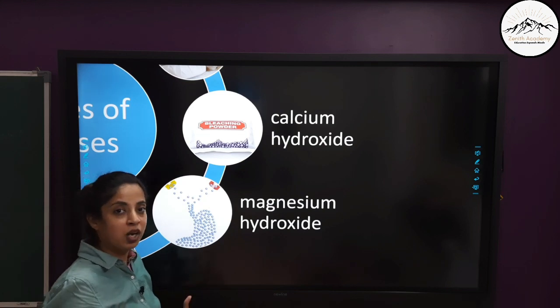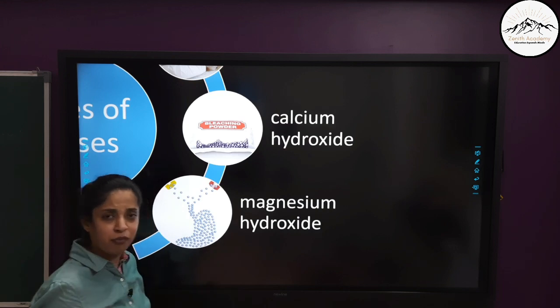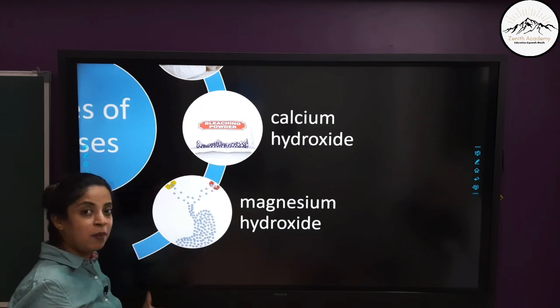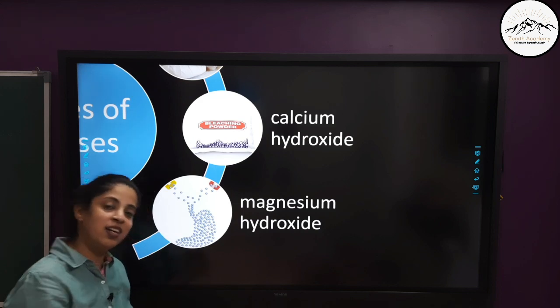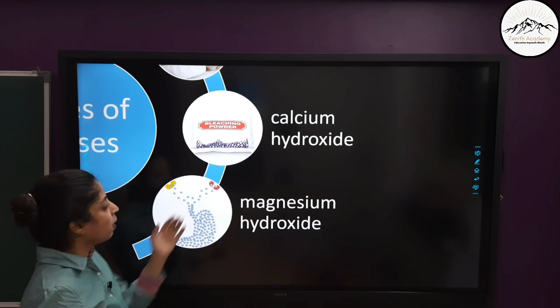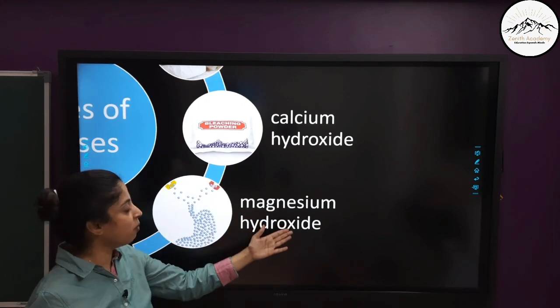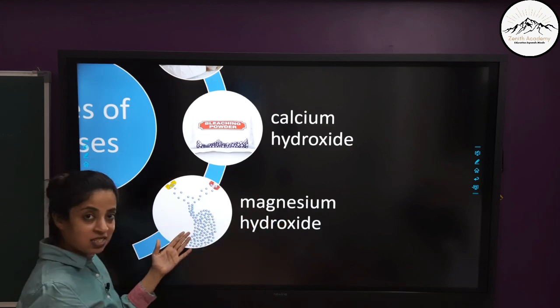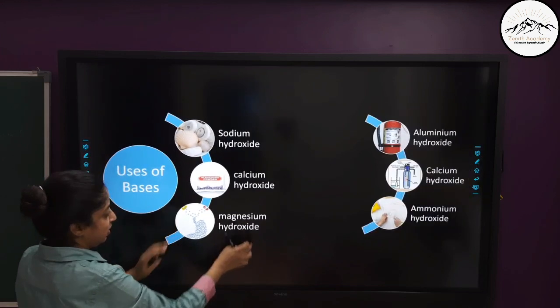So in our stomach, there's a lot of acid created when we eat a lot of spicy food. So at that time acidity is generated. So to neutralize the effect of the acid that is there in the stomach, we have to use some base. So magnesium hydroxide comes to rescue. So magnesium hydroxide acts as an antacid. It acts anti of acid and helps to release the acidity.